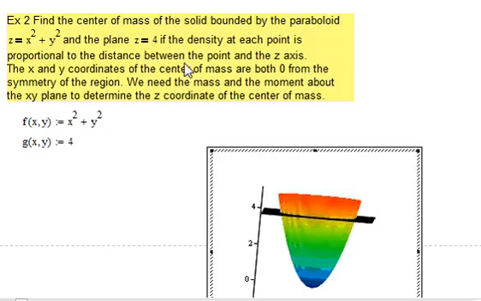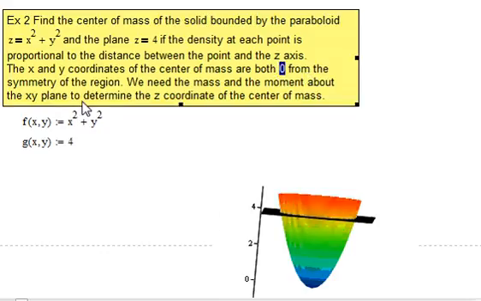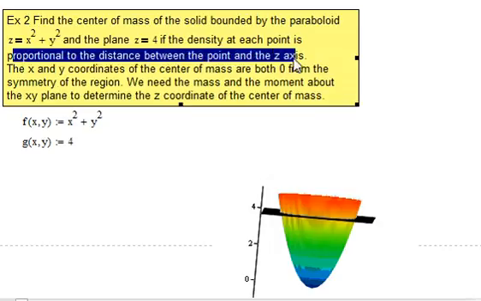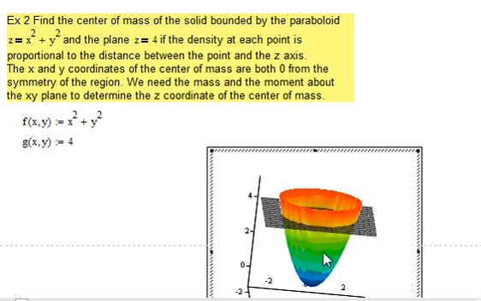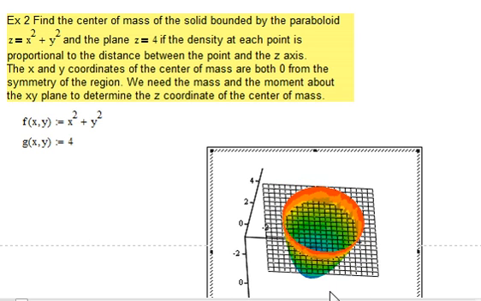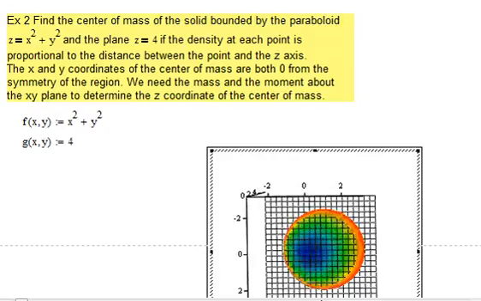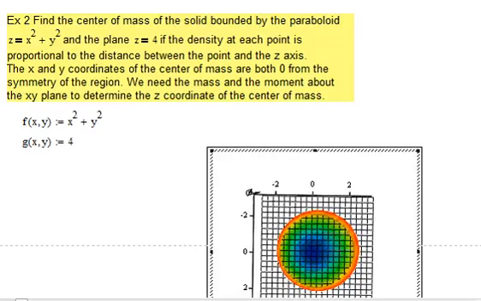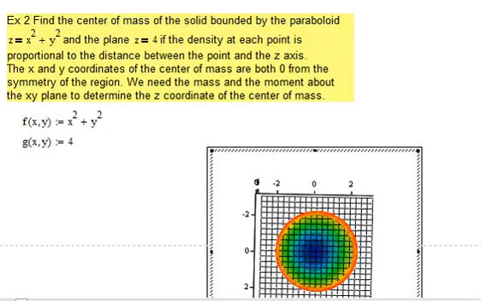So back to our problem. The x and y coordinates of the center of mass are both 0 from the symmetry of the region. If the density at each point is proportional to the distance between the point and the z-axis, that means that points that are equidistant from the z-axis are equally dense. So this is symmetrically dense, if I can coin a new terminology. In other words, what's over here is just as heavy as what's over here, which is just as heavy as what's over here. So therefore, the x and y coordinates are both 0.